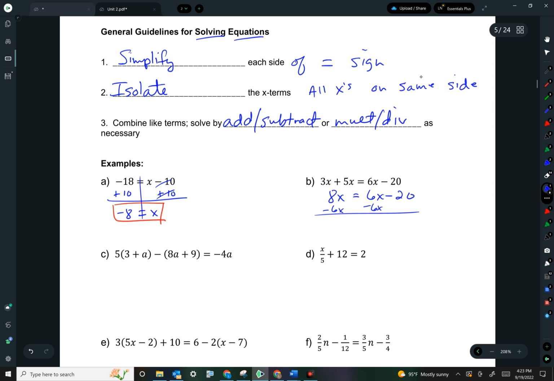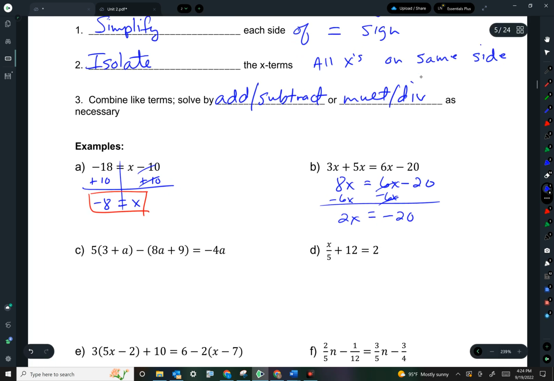So what I've actually got here is 8x minus 6x is 2x. Keep the equal sign. On the right side, all I have left is negative 20. Don't lose that negative sign that's in front of the 20. And then the last step, again, if I want the x by itself, how do I get rid of the 2? Well, right now that 2 is being multiplied by x. And so the opposite of multiplication is division. So what I end up with is x equals negative 20 over 2, which is negative 10.